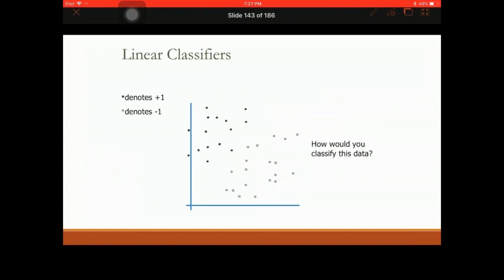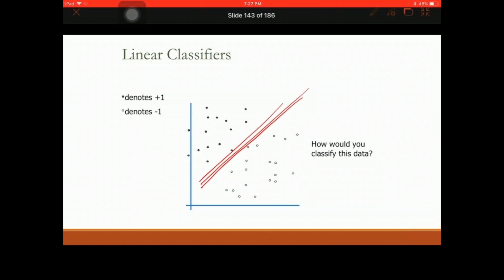Basically, this is what you are trying to do: fit a boundary which linearly separates the data. Now, as I said, there can be infinite boundaries, right? One boundary can be this one. So which boundary should you choose? No one has told you which boundary you should choose.